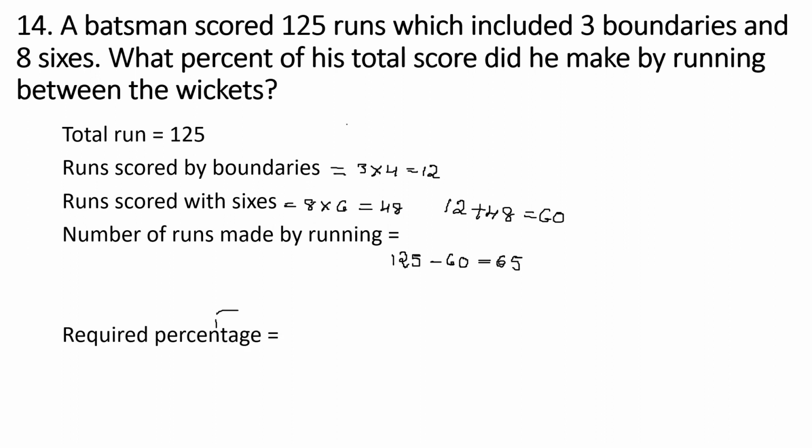Therefore, the percentage of runs made by running between the wickets is equal to 65 divided by 125 multiplied by 100. That is 52%. Therefore, 52% of the total score he made by running between the wickets.